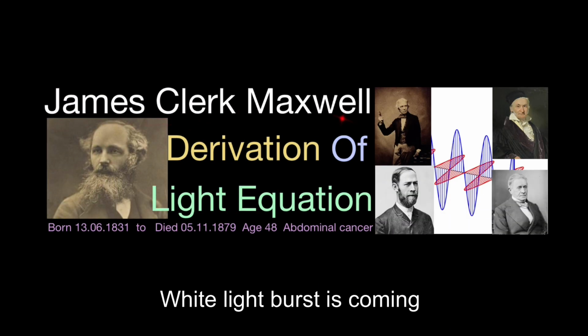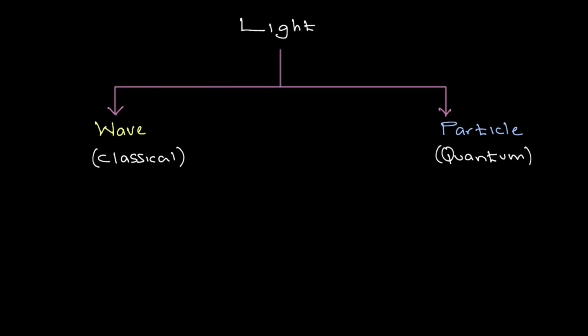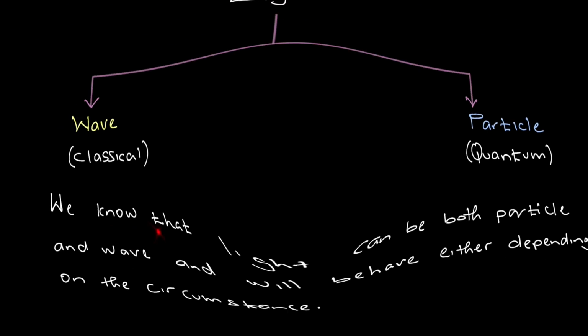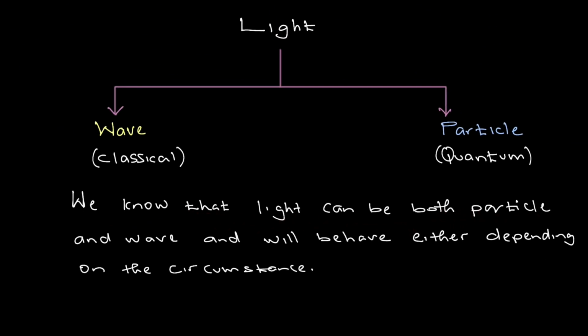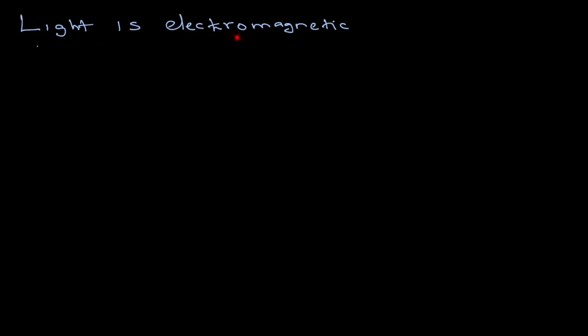James Clerk Maxwell derivation of light equation. We know light can behave as a wave, which is what we call classical, or light can behave as a particle, and we call that quantum. We know that light can be both particle and wave, and will behave either depending on the circumstance. Light is electromagnetic radiation, or wave.